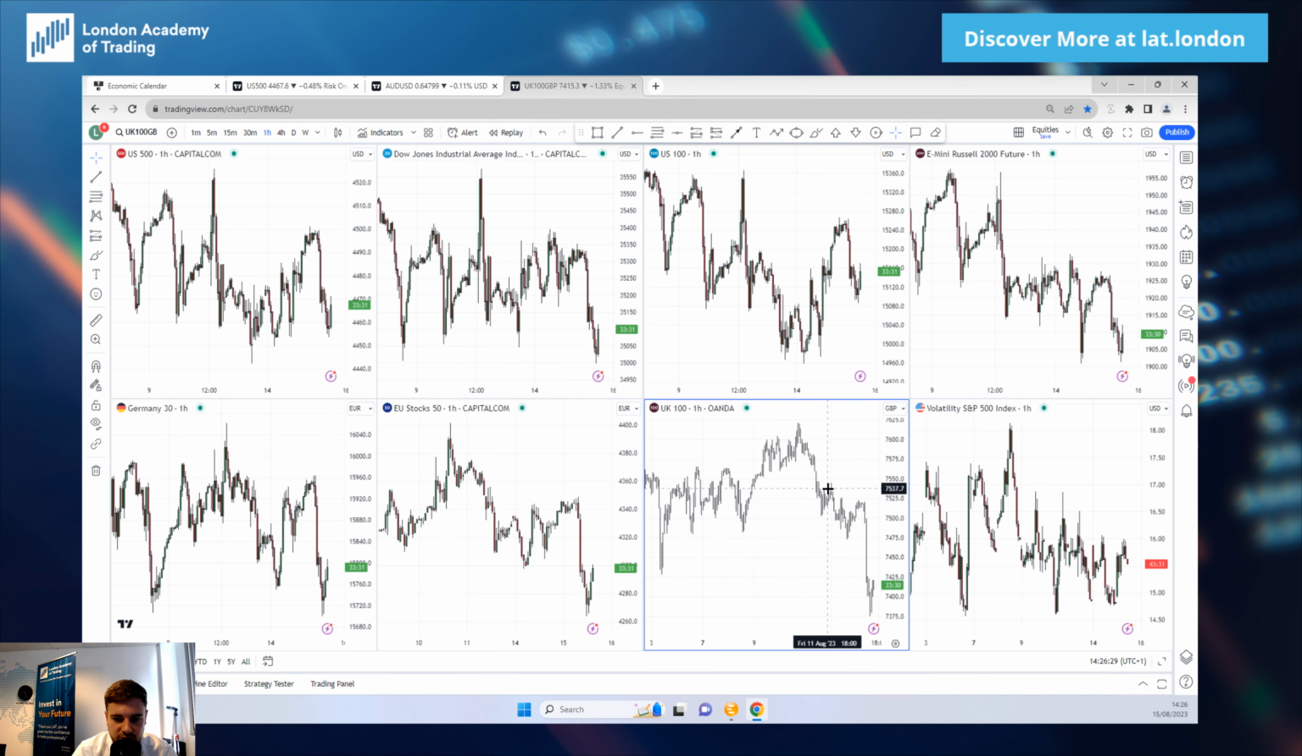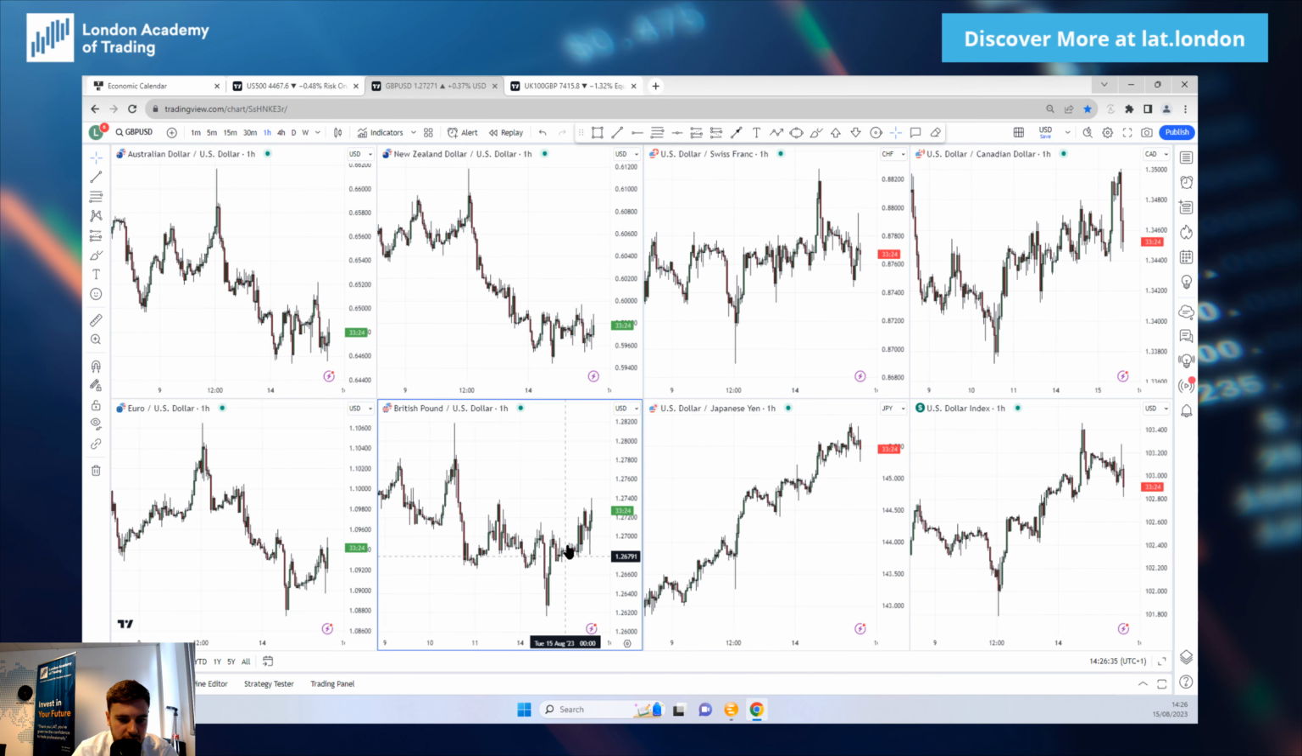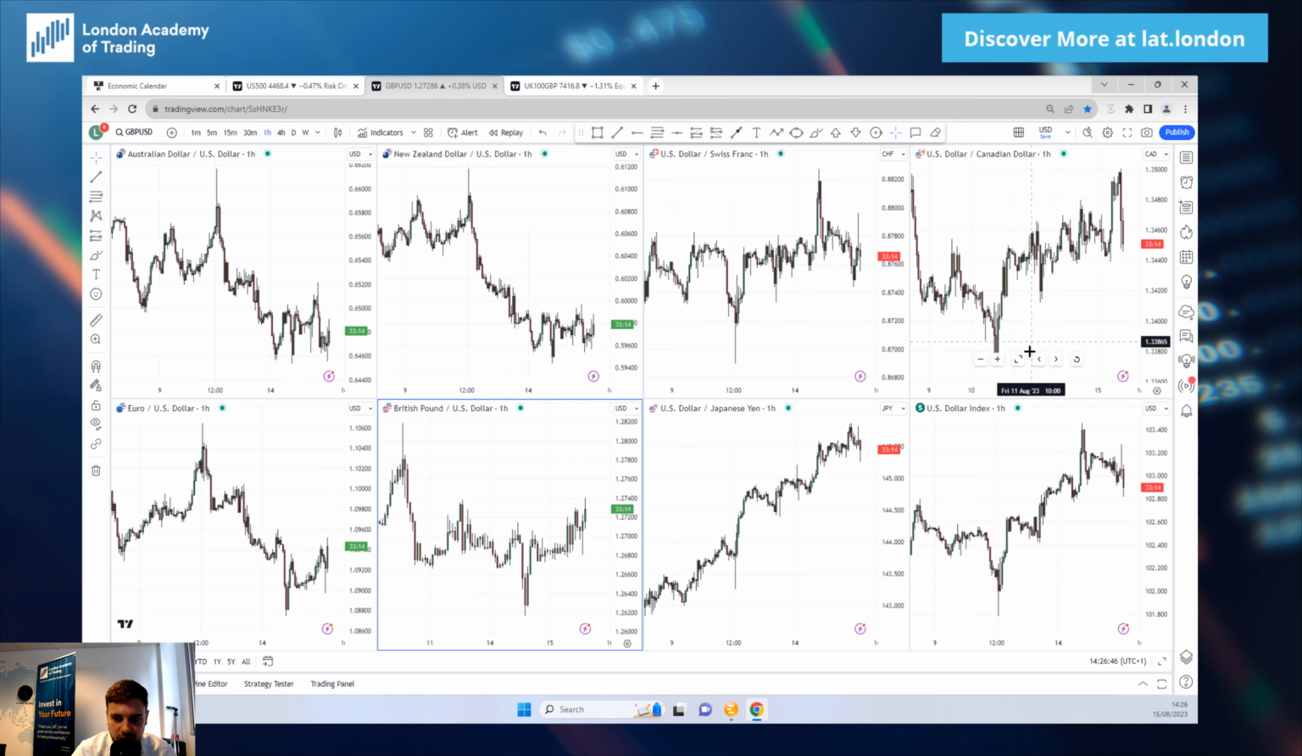But the biggest mover today is the FTSE, aggressively lower off the back of that strong wage growth. You can see cable not aggressively higher, certainly not as aggressively higher as the FTSE, but it is through the highs, making an attempt at breaking through the highs. But with that being quoted against the US dollar, maybe not what you would want to see.